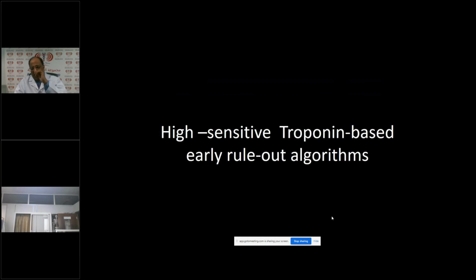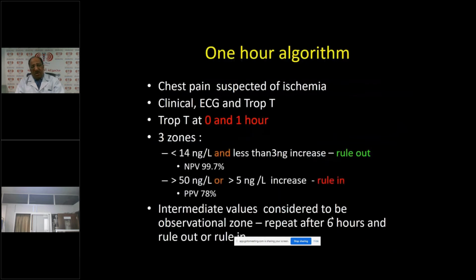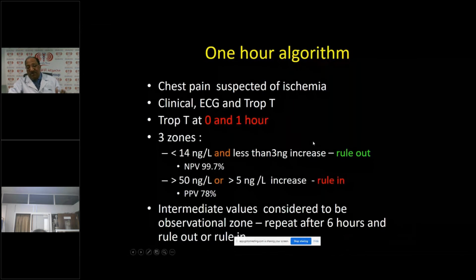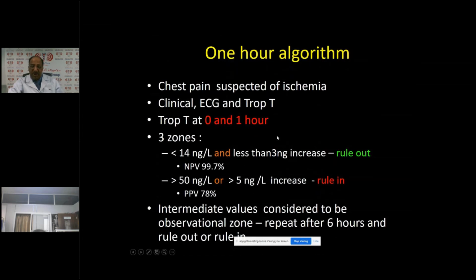Now, there are several high-sensitive troponin-based early rule-out algorithms. In most Western countries, they don't have enough beds in the ED or hospital. They want to rule out ACS in a hurry, and patients can go home. So high-sensitive troponin-based rule-out algorithms were developed. There are two types. One is called the one-hour algorithm, where the patient should have had chest pain for more than 3 hours. That's very important. The index chest pain should be more than 3 hours.